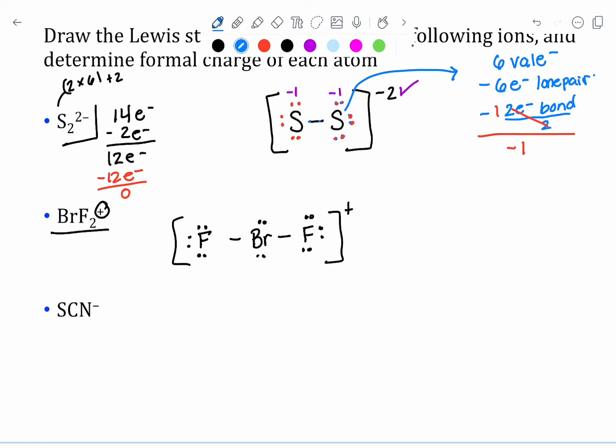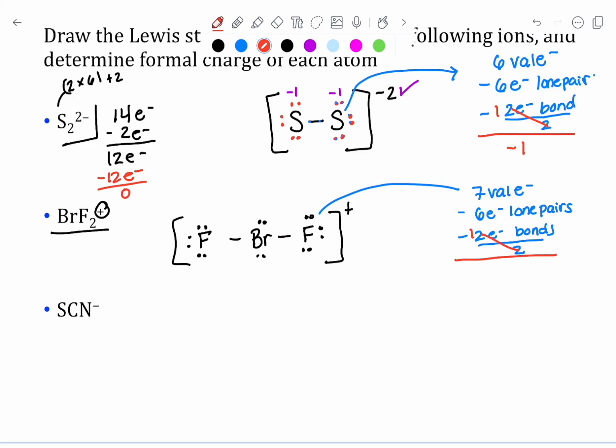Okay, each fluorine is going to have the same formal charge, so we just need to find it for 1 and then the bromine. So our fluorine has 7 valence electrons, currently has 6 electrons in lone pairs, and has 2 electrons that are in bonds, which we divide by 2, which simplifies to 1. So 7 minus 6 minus 1 is a formal charge of 0, so the formal charge on each fluorine is 0.